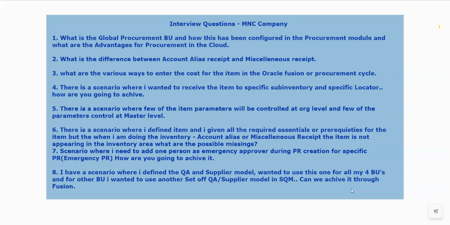So this is what we started yesterday, a continuation of the previous session. And unfortunately, the session was not recorded. So we'll continue today. The first one was recorded, and we'll start from the second one onwards. So what is the difference between account alias receipt and miscellaneous receipt?